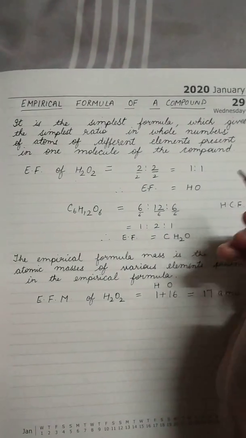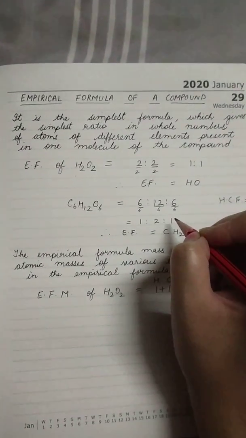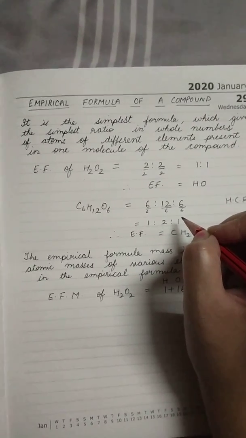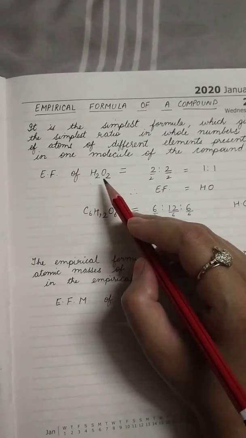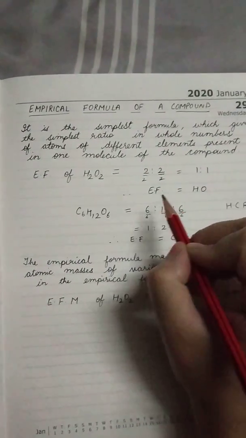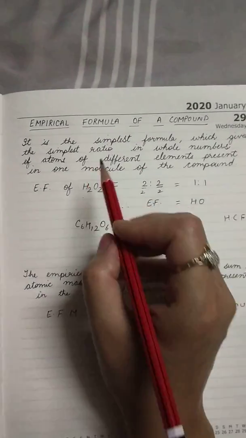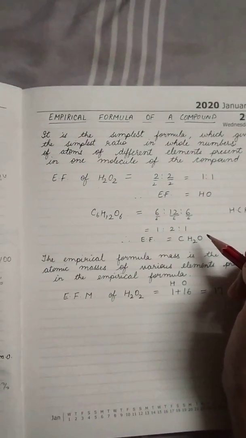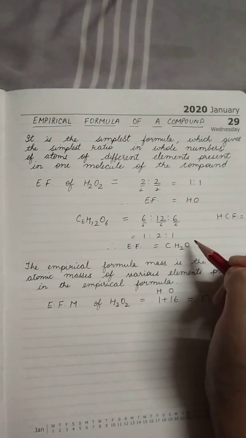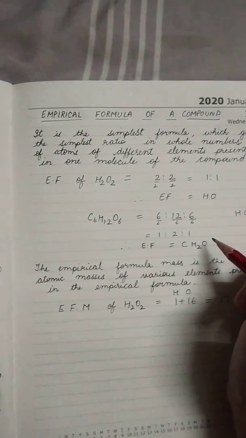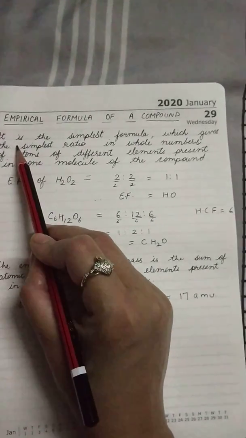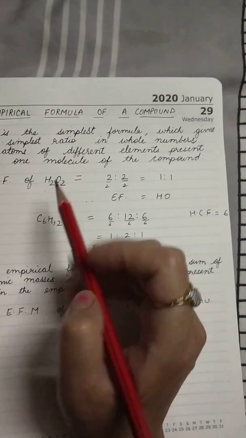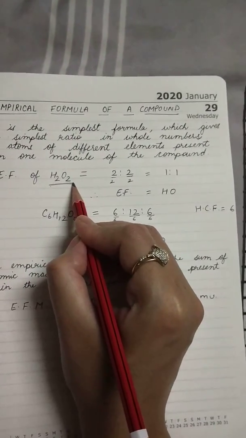One more thing is that the empirical formula of two compounds can be exactly the same, but the molecular formula will be different. So do not misinterpret that empirical formula and molecular formula are the same. Sometimes they are the same, but there are cases in which both are different. Empirical formula is just the ratio of the atoms present in one molecule of the compound.